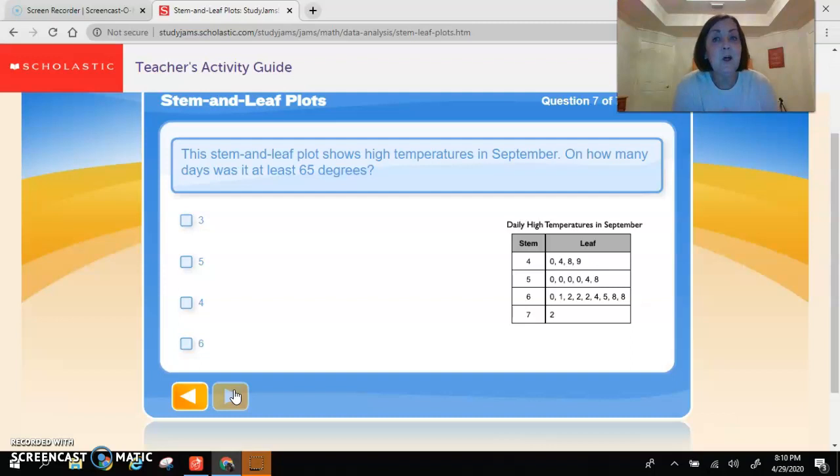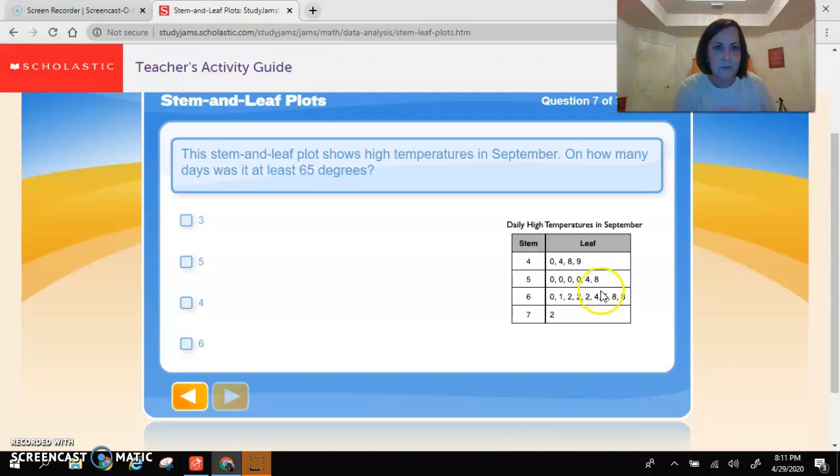And our last question. The stem and leaf plot shows the high temperatures in September. On how many days was it at least 65 degrees? So just like the last one, this means anything that's 65 or greater is going to answer this question. It's in the range. So anything that's less than 65, no bueno. So we're going to go to the what stem? We're going to go to the 6 stem, and we're going to look for this 5, the leaf that has a 5, which is right here. We're going to count that one and any leaves that are greater than that.